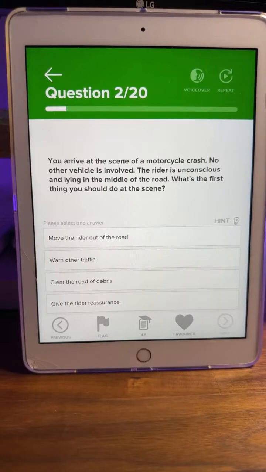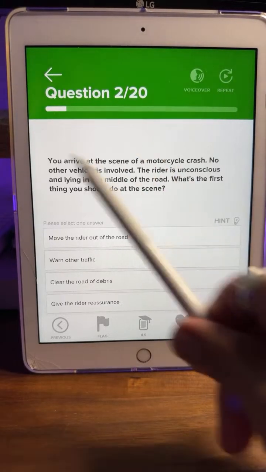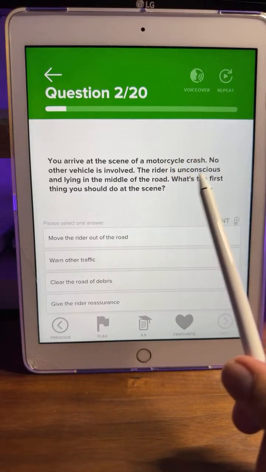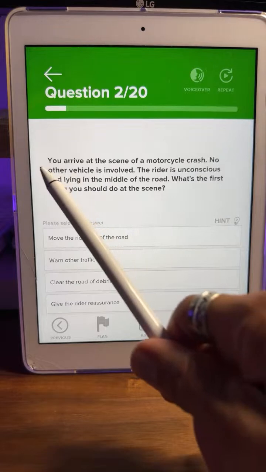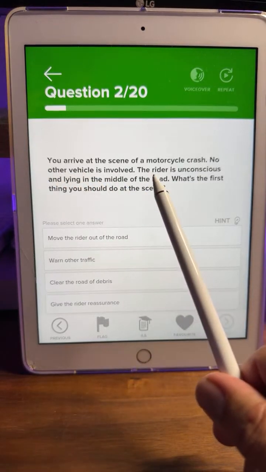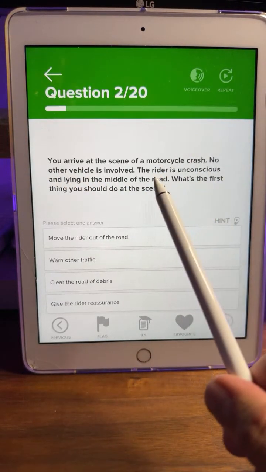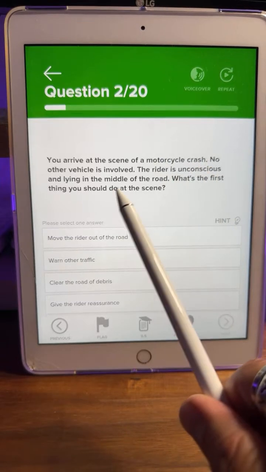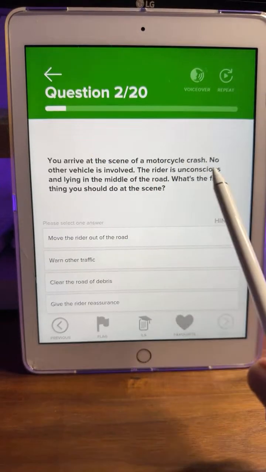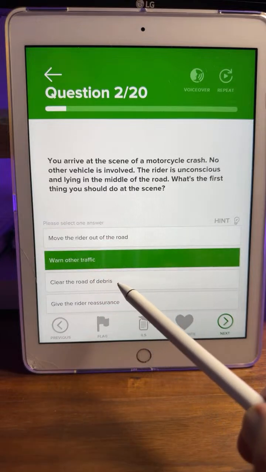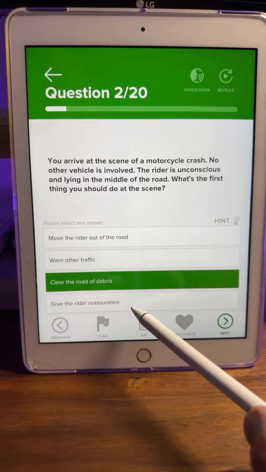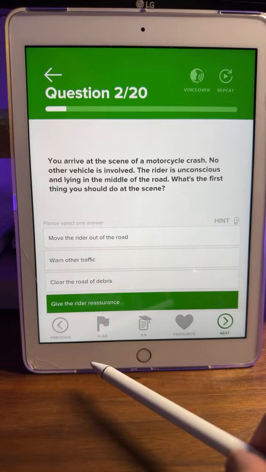Okay, you've arrived at the scene of a motorcycle crash, but there's no other vehicle involved. The rider is unconscious. Now, that's important to remember. The rider is unconscious, okay? And he, or she, is lying in the middle of the road. Could be in a dangerous or compromising position, okay? What's the first thing you should do at the scene? Remember, you arrive at the scene of a motorcycle crash. Move the rider out the way, warn other traffic, clear the road of debris, or give the rider reassurance, okay?